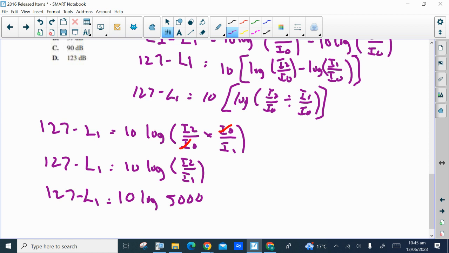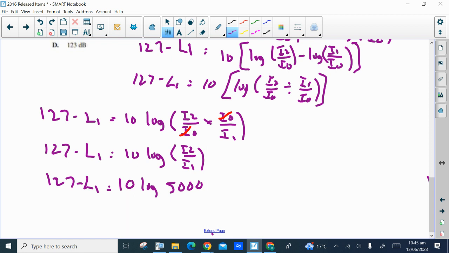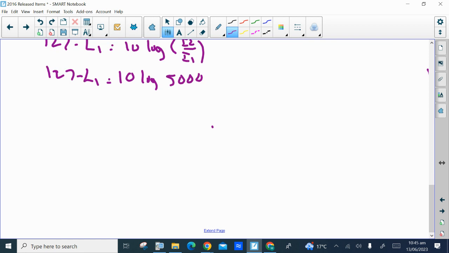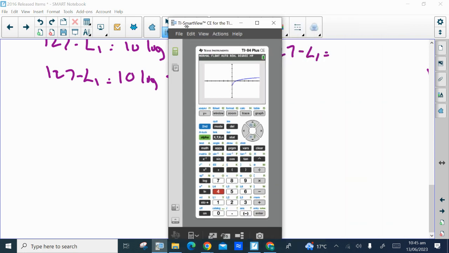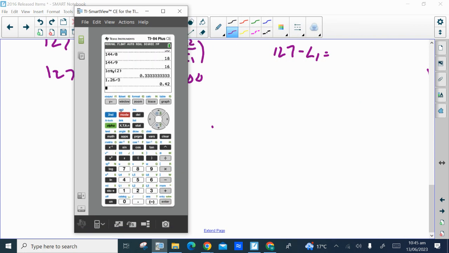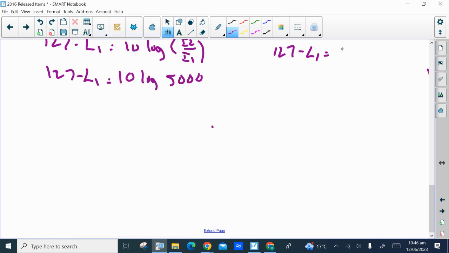And now we can solve for L sub 1. So on the right side, we can get the value of that expression. 127 minus L sub 1 equals 10 times the log of 5,000. And again, that's a common log, so we don't have to worry about the base. So that's 36.5, 99 approximately.